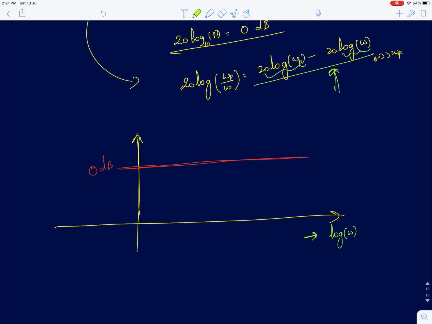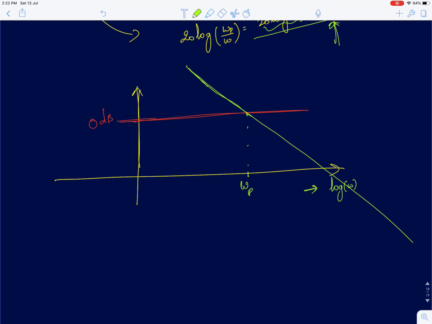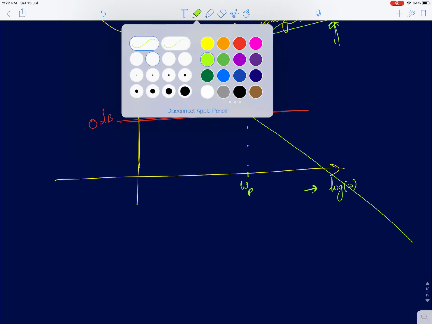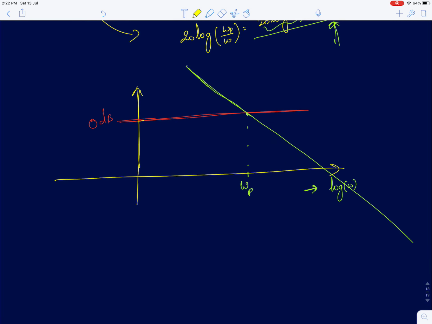So when omega equals omega p, this function is 0, it matches the 0 dB line. So it will go like this. It will match the 0 dB line and eventually decay down like this. Now what happens in a Bode plot actually is that when omega equal to 0, it is 0 dB. When omega is infinity, again it matches this. So the actual Bode plot, when you draw it, will touch both these lines asymptotically.